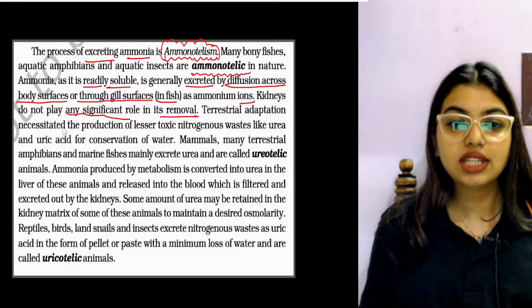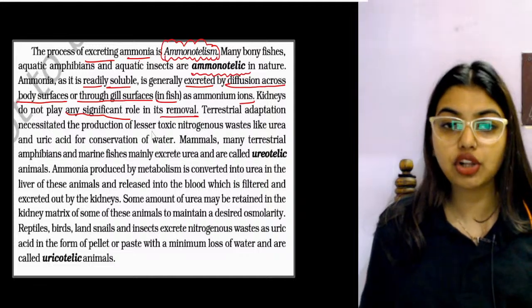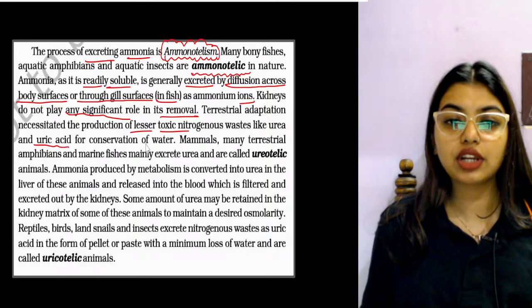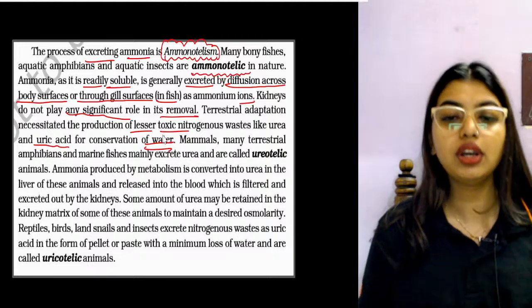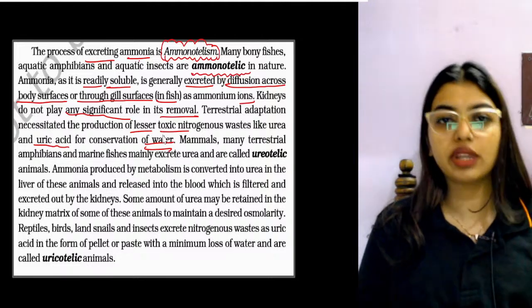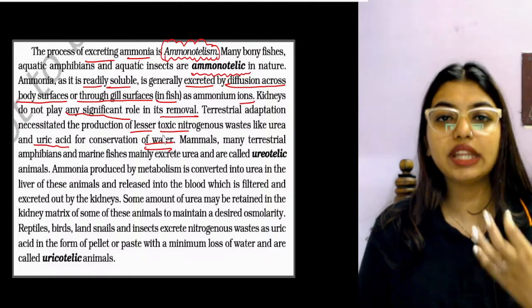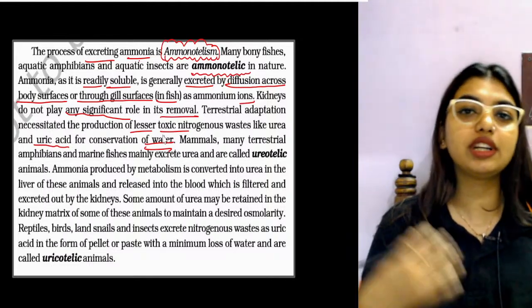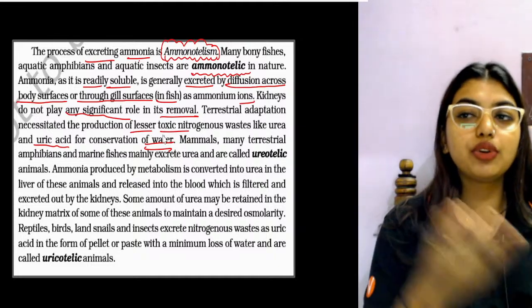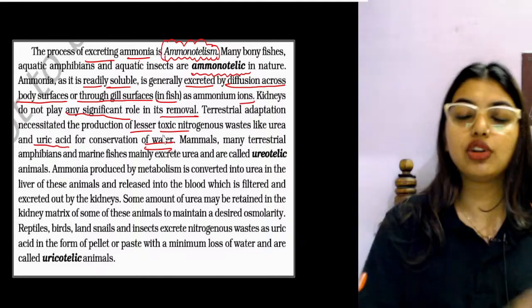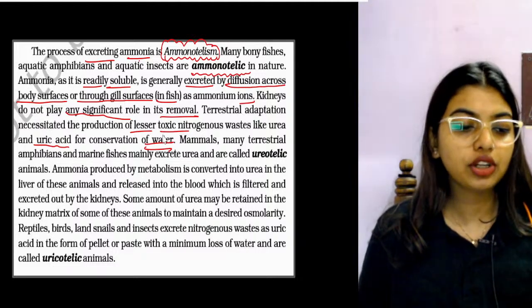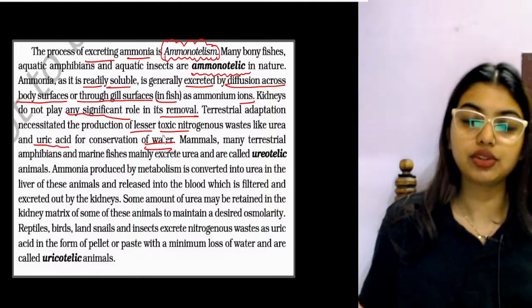Understood? Now, terrestrial adaptation necessitates the production of less toxic nitrogenous waste like urea and uric acid for conservation of water. And not only that, for terrestrial organisms, the excreta is going to be mixed with the soil. So we cannot excrete very toxic substances like ammonia on a daily basis into the soil, because this is going to dissolve in the soil and we are going to use it. At the end, it's going to be a cycle that comes back to us. Correct? So we cannot use that as well.